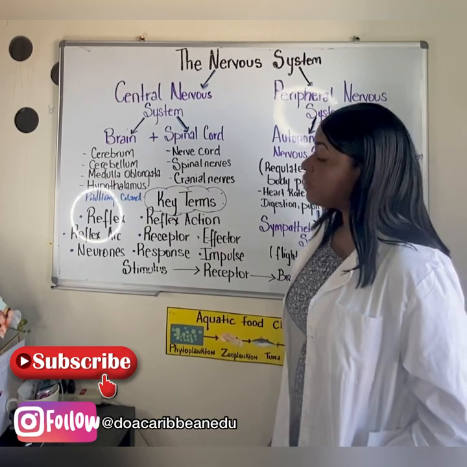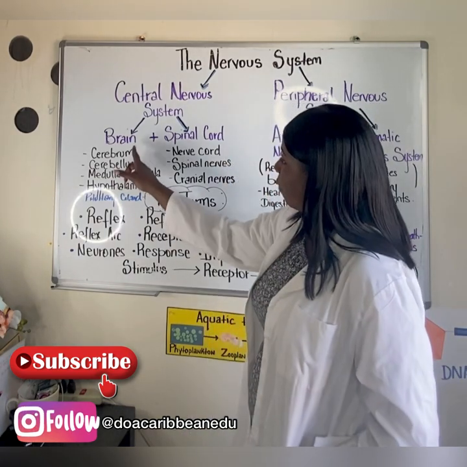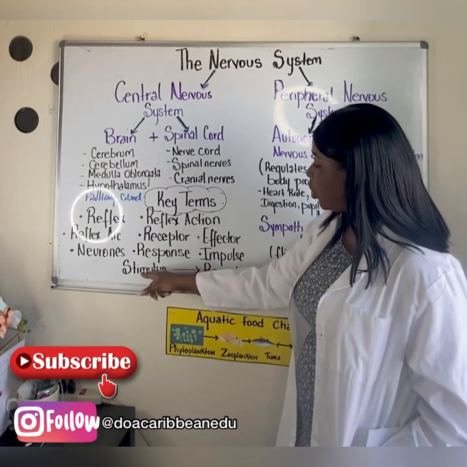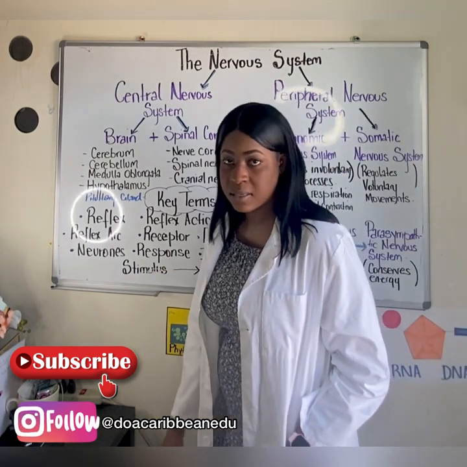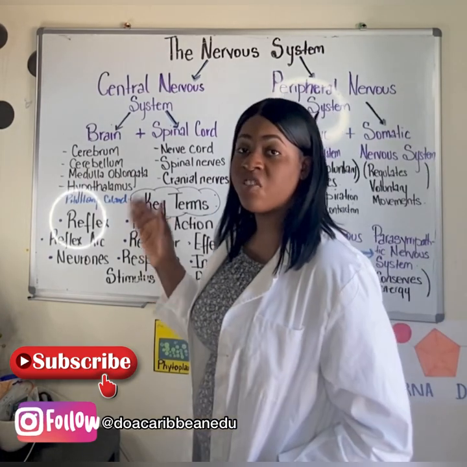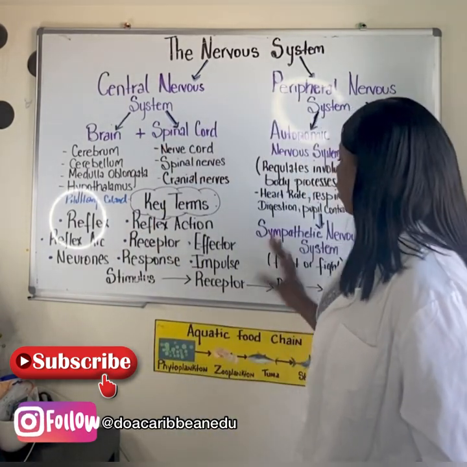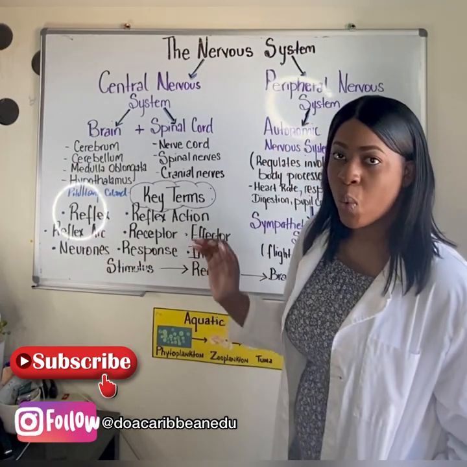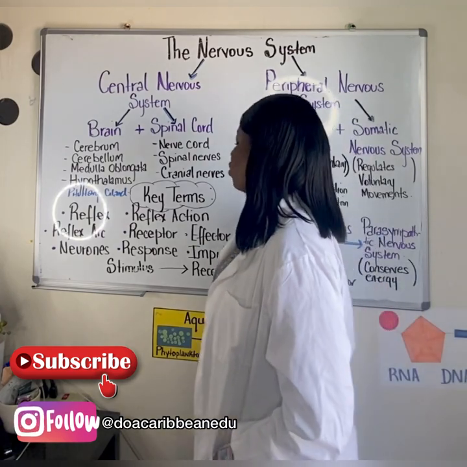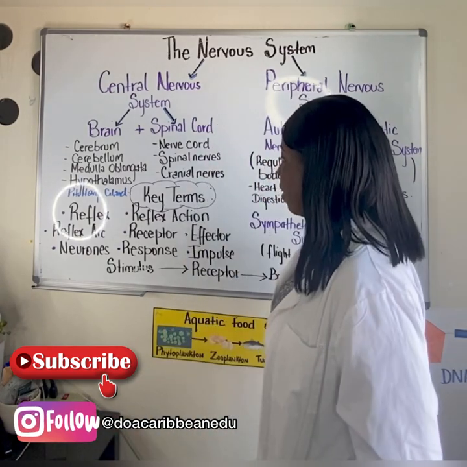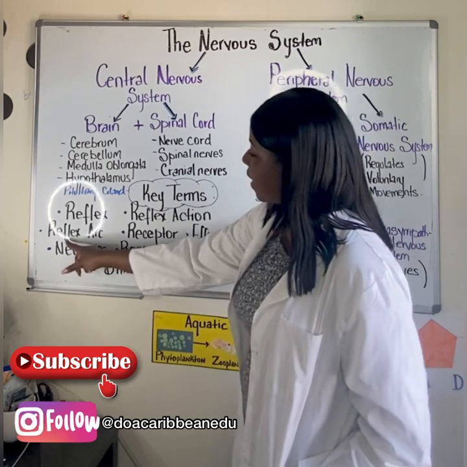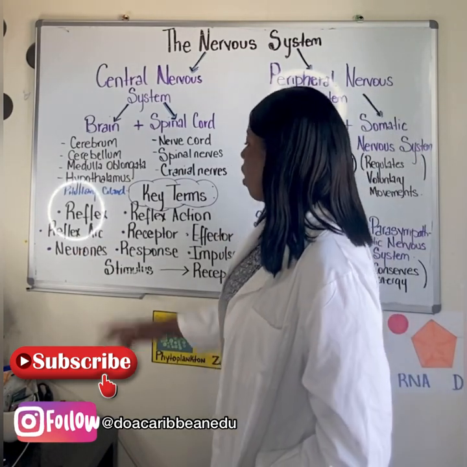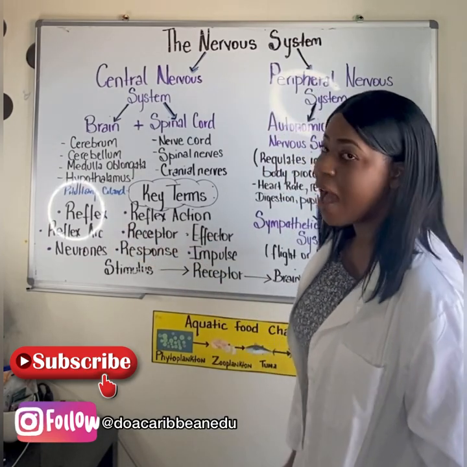An effector receives the processed information from the brain or the spinal cord so that we can respond to the changes in our environment. An impulse is the message that travels down the axon following stimulation. A reflex action is a quick or involuntary action done towards a particular stimulus. The reflex arc is the path taken by the impulse during the reflex action.